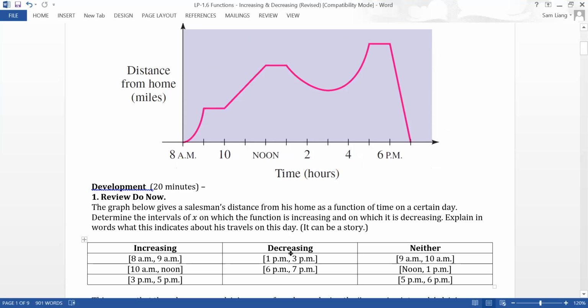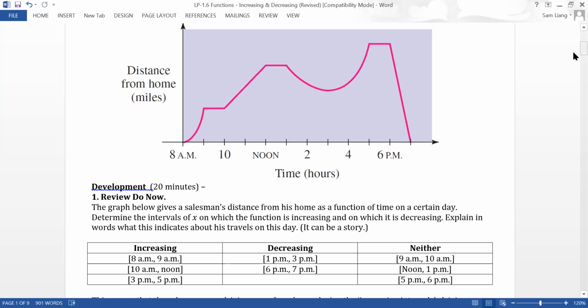Then we have the decreasing intervals, which is 1 to 3. So that'll be here to there, right? Decreasing. And then we also have 6 to 7. Next we have 9 a.m. to 10 a.m. So that's here, right? That's neither. So this means that he's not moving, right? His distance is neither increasing nor decreasing, which means he's staying still. So 9 to 10 a.m., and then we have noon to 1, and then last we have 5 to 6. And that covers all of the intervals here.